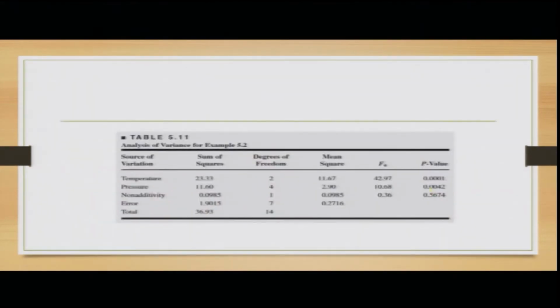This is summarized in table 5.11. Temperature is there, pressure is there, the non-additivity term is there, error is there, and total. I find 23.33 as already noted, 11.06 and 36.93. Degrees of freedom we know. Mean squares can be found by dividing the sum of squares by the degrees of freedom. Then we find the F values, which are the ratios of the mean squares, and from there we can find the p value.